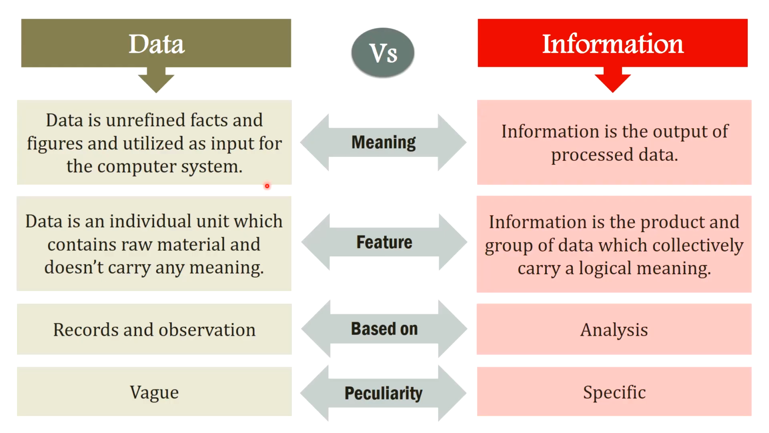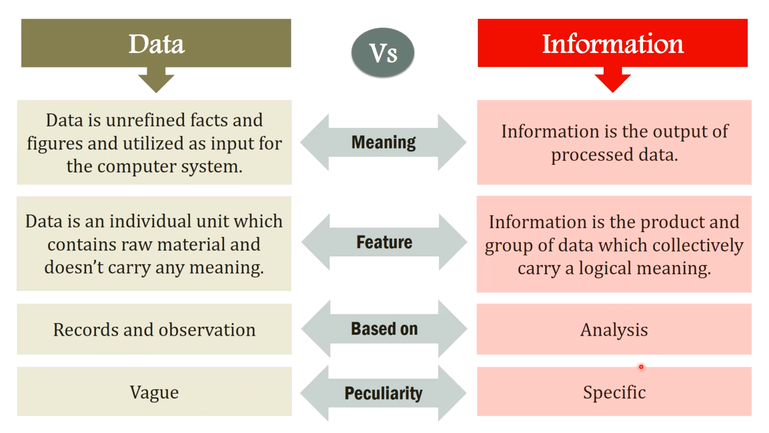So guys, here we have used a comparison chart to represent the significant differences between data and information. Data is unrefined facts and figures which is utilized as input for the computer system, whereas information is the output of the processed data. Data is an individual unit which contains raw material and does not carry any meaning. On the other hand, information is the product and group of data which collectively carry a logical meaning. Data is based on records and observation, as against information is based on analysis.